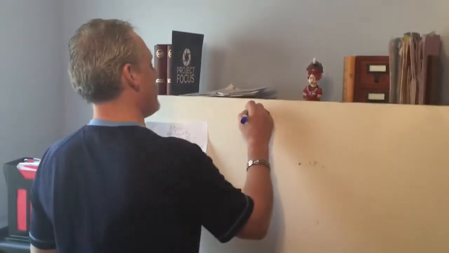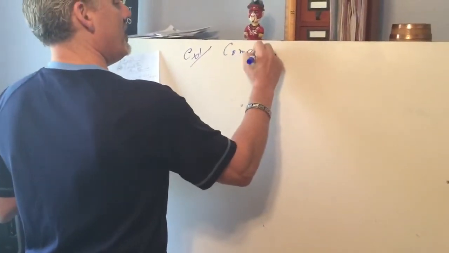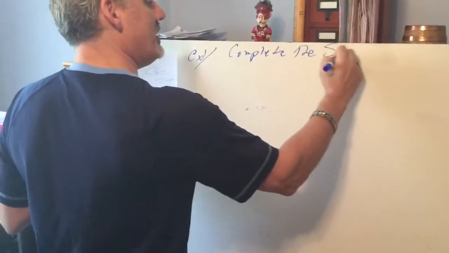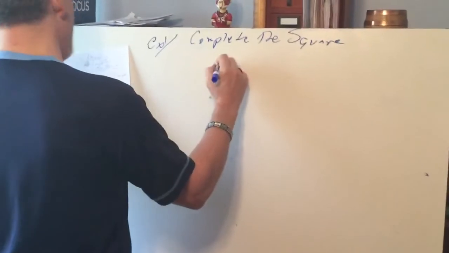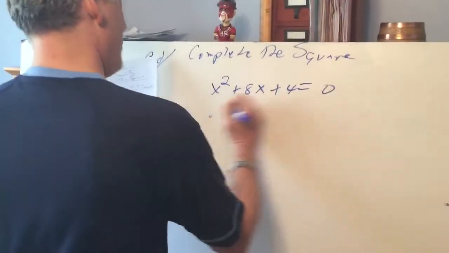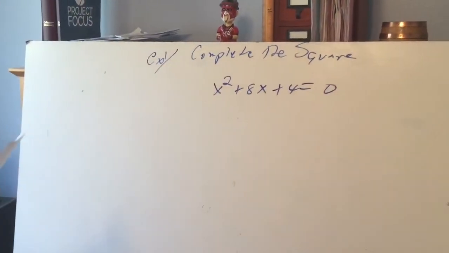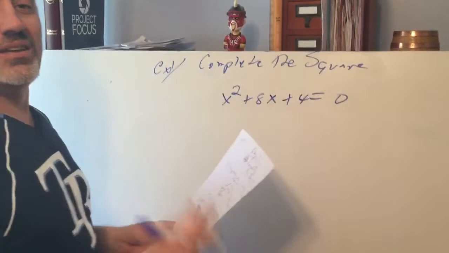Here we go. Example 1. It's just going to say, complete the square. Not even my wife will get this today. Right, dear? As she gives me the look like, you're the best.